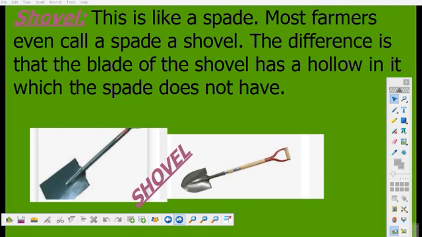The difference between spade and shovel, they look similar, but the difference is that the blade of the shovel has a hole in it, which the spade does not have. That is the only difference between a shovel and spade. Though some people interchange them, it's not the same thing. Please take note.